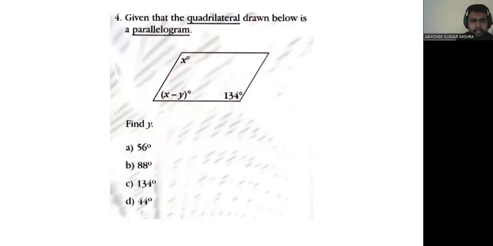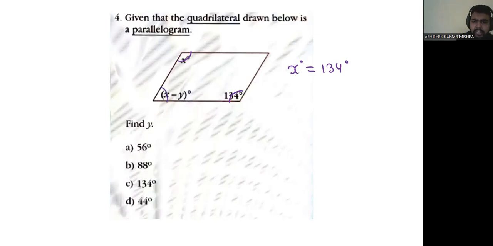Let us solve this question. Here, given that quadrilateral, this is a parallelogram, they have given this. Here, what we are going to do, we know that the opposite angles are equal. So therefore, I could say that x degree is equal to 134 degree. I also told you that adjacent angles are 180 degree.